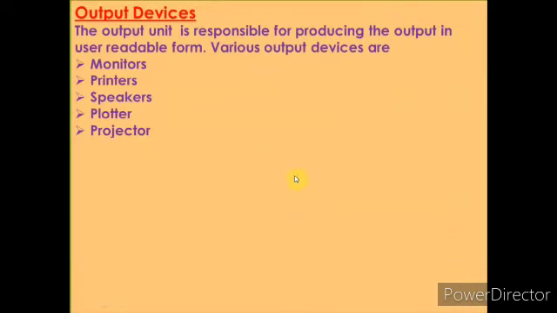Now let us come to the output devices. You know that we have read about storage devices, which are used to store data and information. Then we read about input devices, using which we can enter data into the computer for processing. Then output devices are used for producing results or displaying the result to us. Some of the output devices are the most popular monitors, then printers, speakers, plotter, and projector.